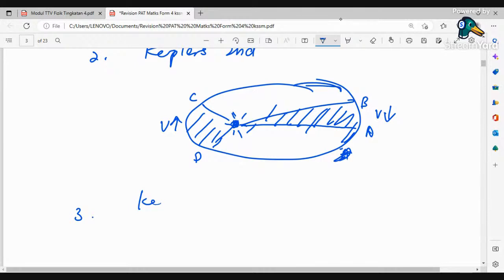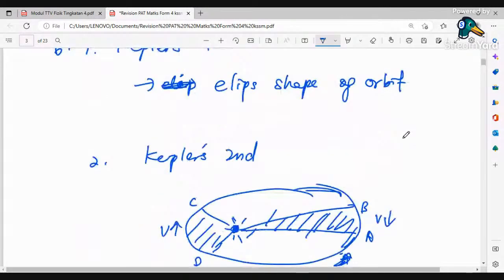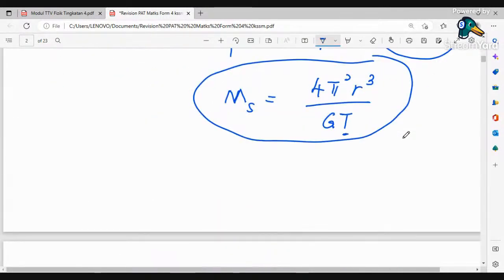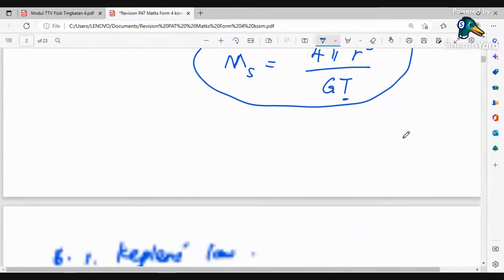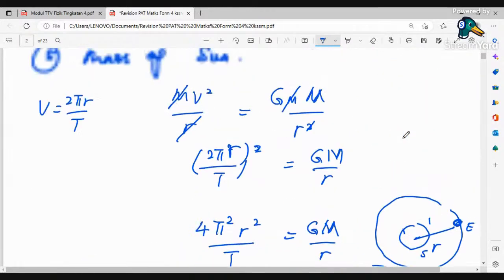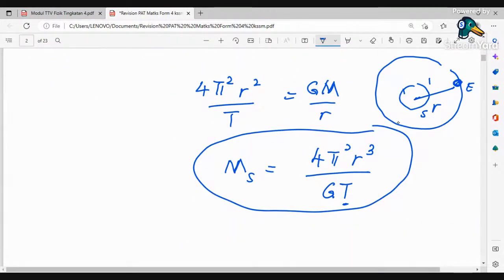And then Kepler's third law. Sorry, I think I missed out T squared here. So for Kepler's third law, I go back to this formula, the mass of the sun from earlier.